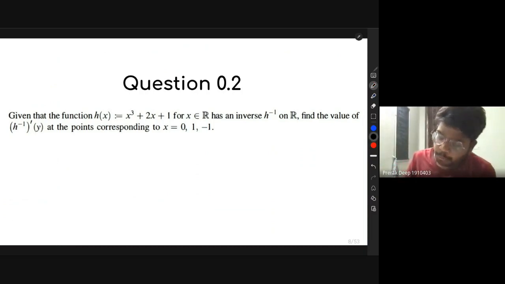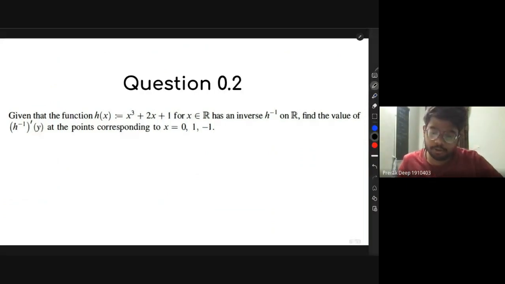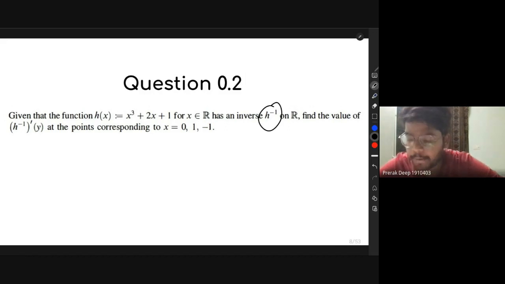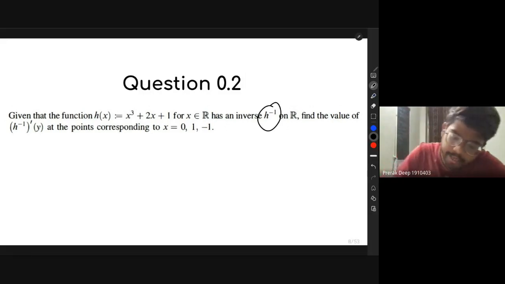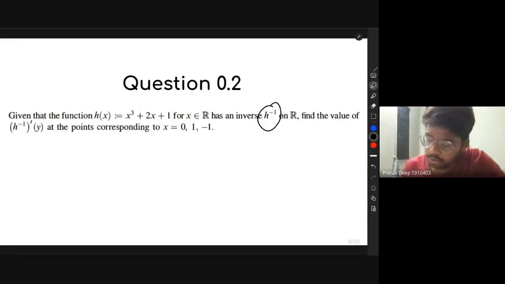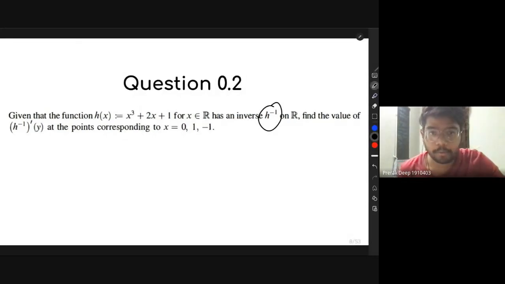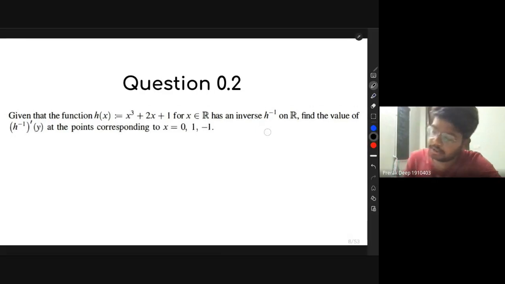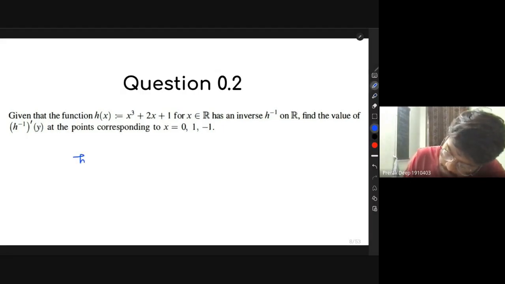So in this point two question, we have been given a function hx, and this function has an inverse h inverse on R. We need to find the value of h inverse prime at y, at the points corresponding to x equal to 0, 1 and minus 1. Okay, so first, let us see how it makes sense. So what is h inverse? H inverse is a function from R to R.